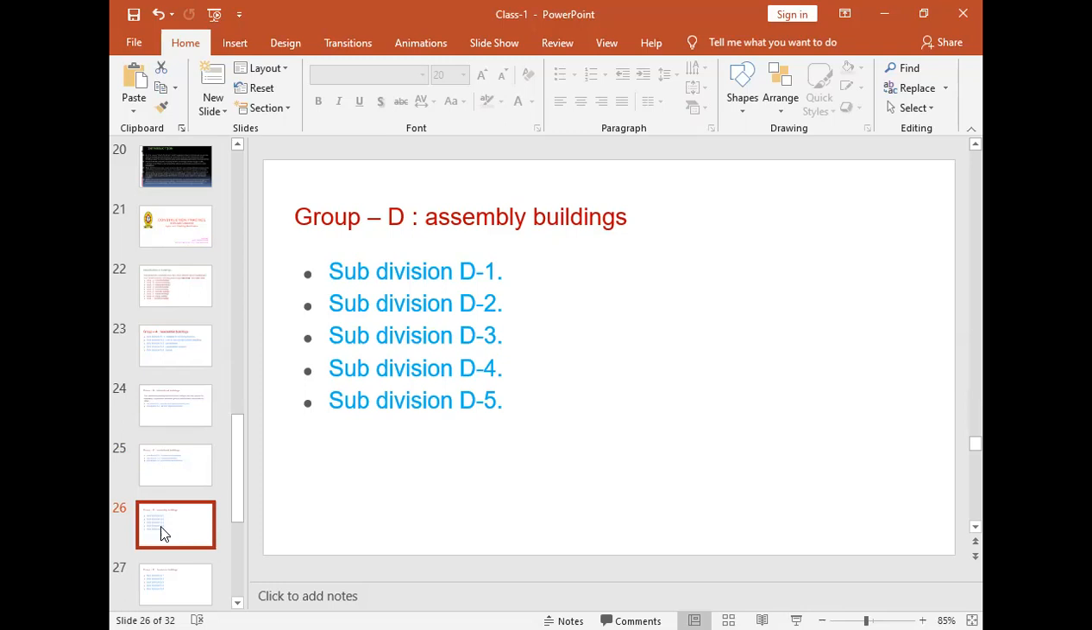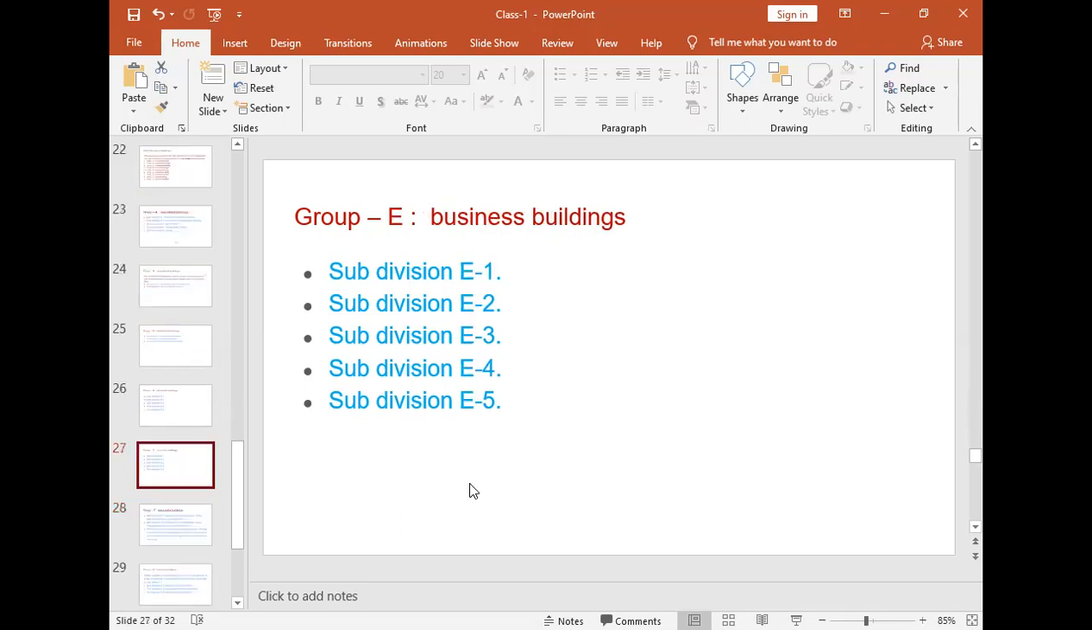And next classification is Group E, business buildings. This includes any building which is used for transaction of business, for keeping of accounts or records for similar purposes. For example, city halls, court houses, libraries, etc. Buildings under Group E shall be further subdivided as following.